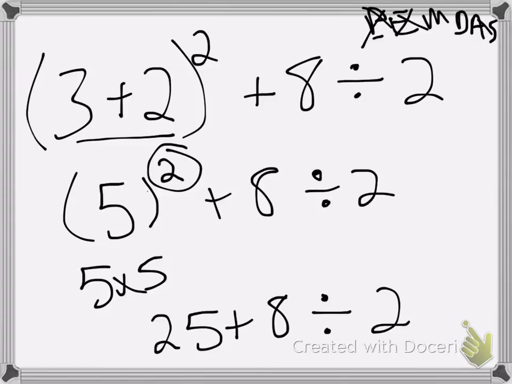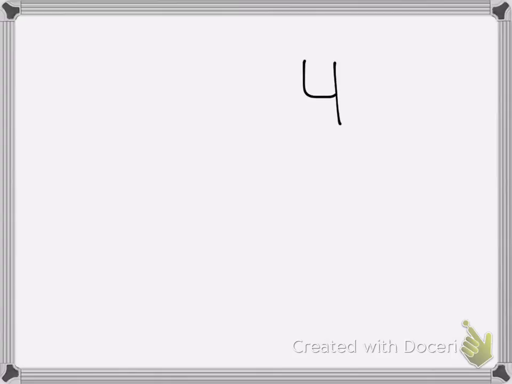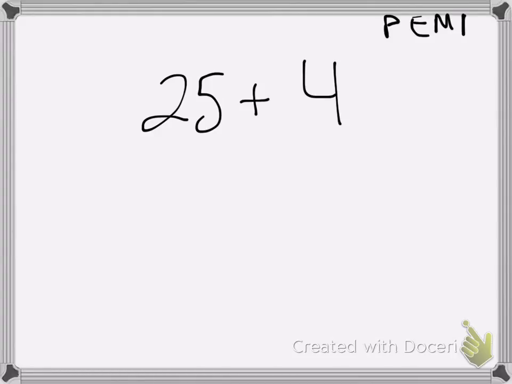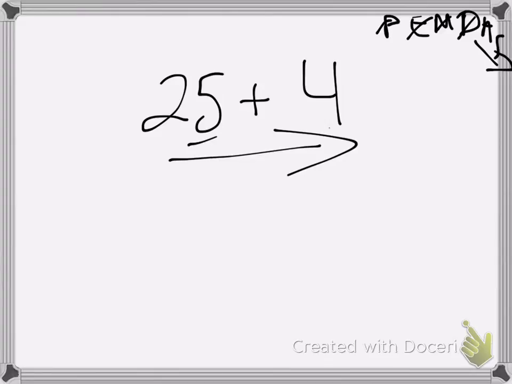So we're done with exponents. Now we're on multiplication and division. Well, left to right, we look, we see division. So we do 8 divided by 2. 8 divided by 2 is 4. And it's 25 plus 4. We've got P done, we got E done, we've got M, D. Now we're at the adding, subtracting, left to right. 25 plus 4 is 29.